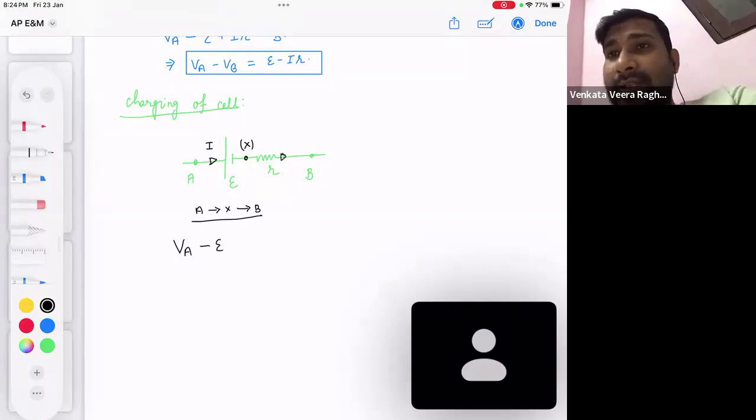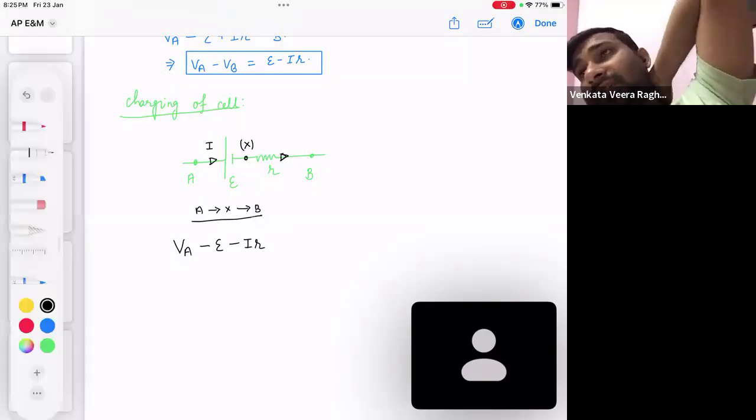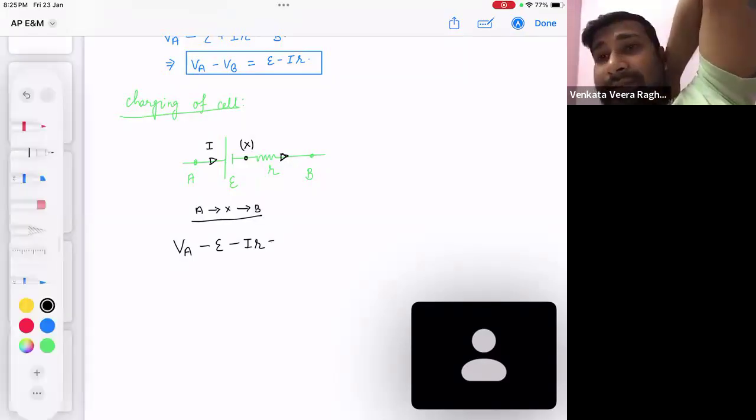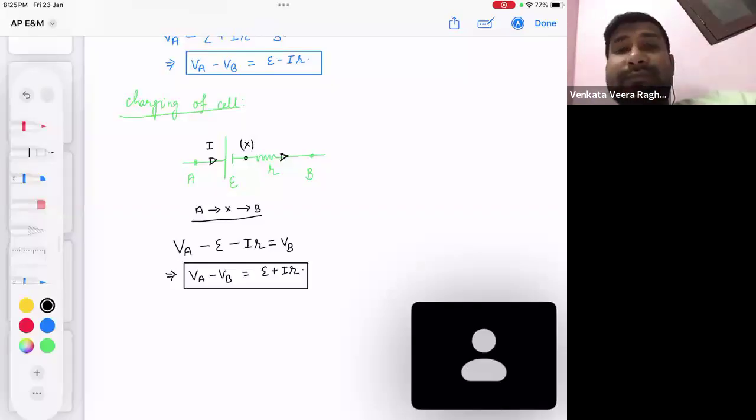Is this the direction of current in the resistor? X is high potential, B is low potential. So again minus. How much minus? IR. Potential difference across the cell is EMF, potential difference across the resistor is IR. Where did I reach? I reached the point B. So now if you write it, what is VA minus VB? We are getting E plus IR. Can you see that? So in case of discharging, the potential difference is less than EMF. In case of charging, the potential difference is greater than EMF.